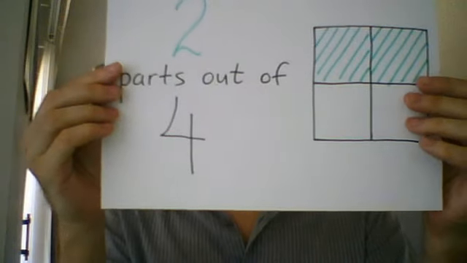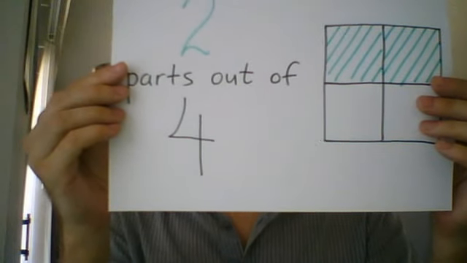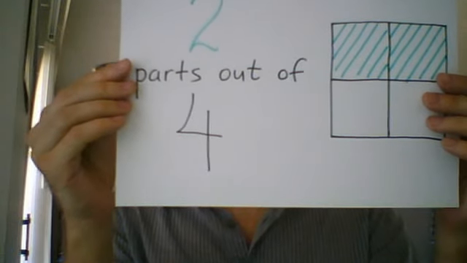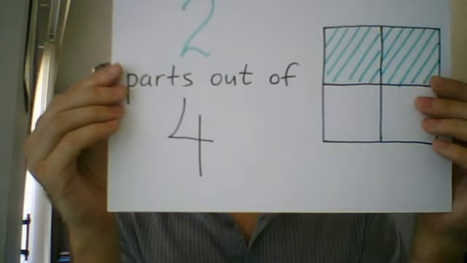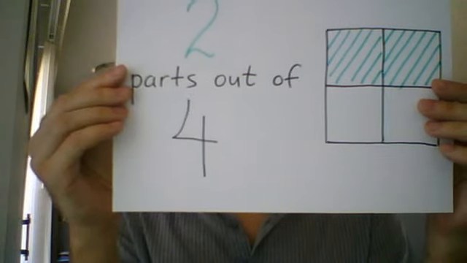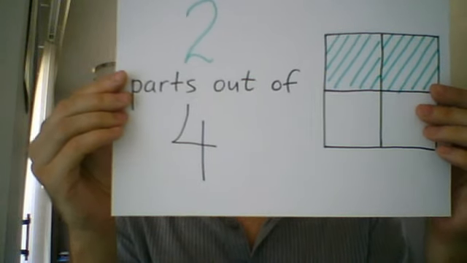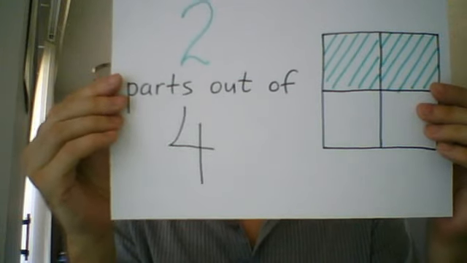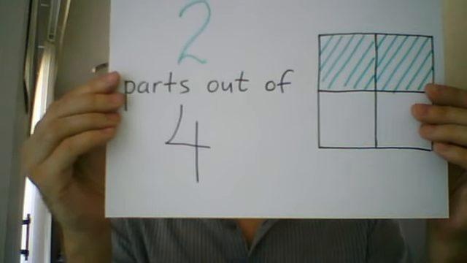Now, why did I, instead of drawing a regular line between the numerator and the denominator, why did I put this thing, parts out of? The reason I did that is because I think that's a good way of thinking about fractions in general. In this case, we've selected 2 pieces or 2 parts out of total 4. So you can sort of think of this line that separates the numerator and the denominator as representing the words parts out of.